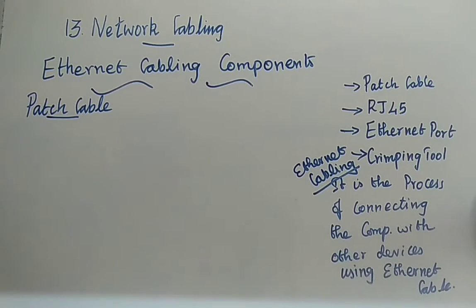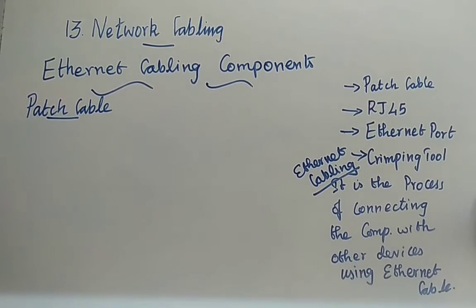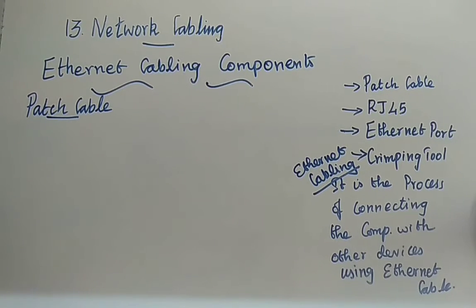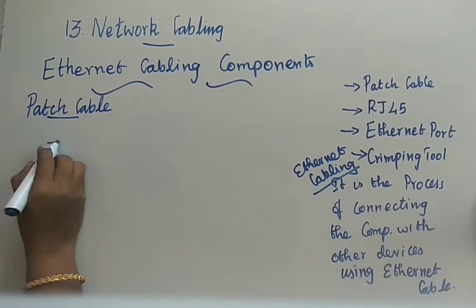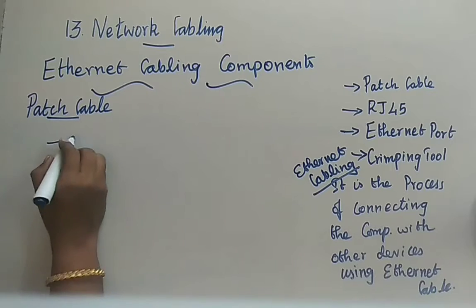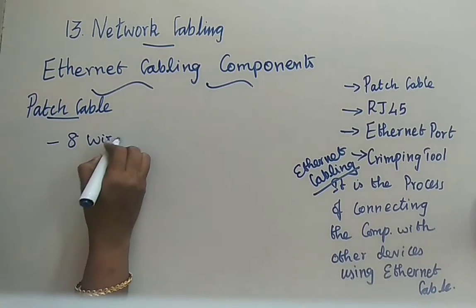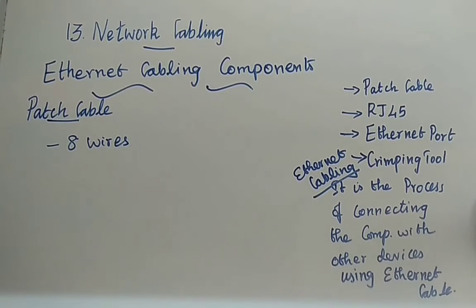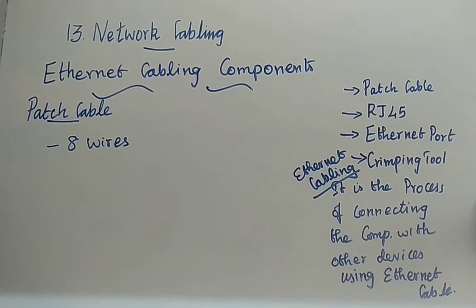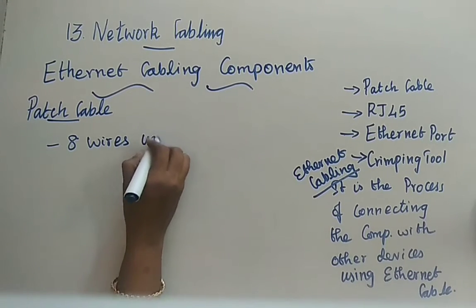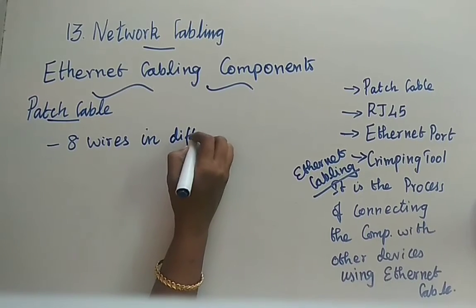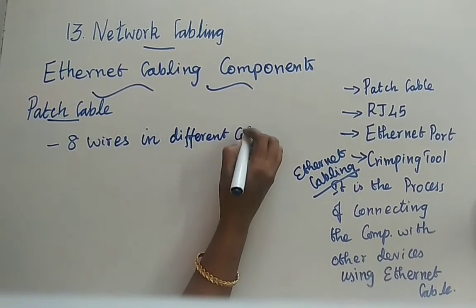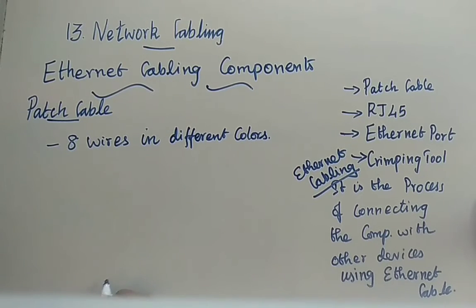Patch cable is also called your twisted pair cable. We can continue with this. The first point is that these cables are made up of 8 wires. Will the 8 wires be the same color? No. Each and every wire in this cable is of a different color. So 8 wires in different colors.